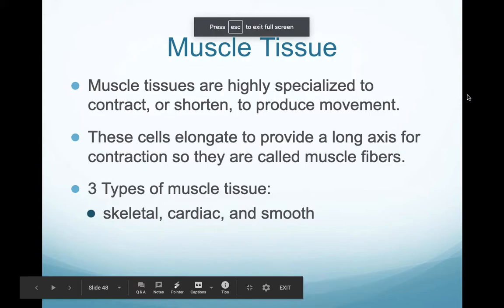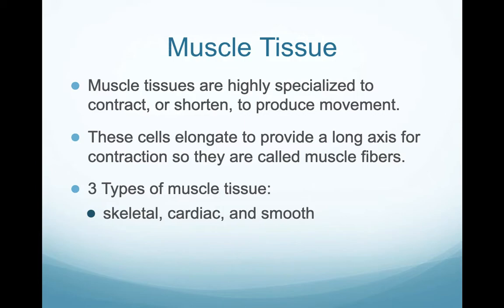Okay, time for part 3 of your tissue notes and finish them out. Muscle tissue, as you probably already know, is for movement. These cells are able to shorten and contract to allow for that movement. And there's 3 main types of muscle tissue: skeletal, cardiac, and smooth.